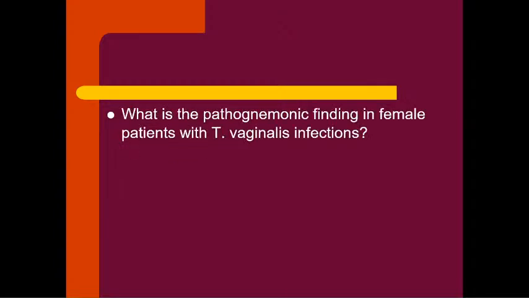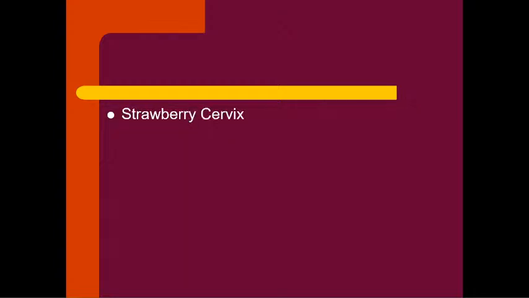Okay, now, let's talk about the pathognomonic finding in female patients with Trichomonas vaginalis. They call it a strawberry cervix because it's so inflamed that it looks like a strawberry. Again, this particular common term would be for histopathology. But since I'm giving you guys a holistic approach towards parasitology, we're going to leave it at that.